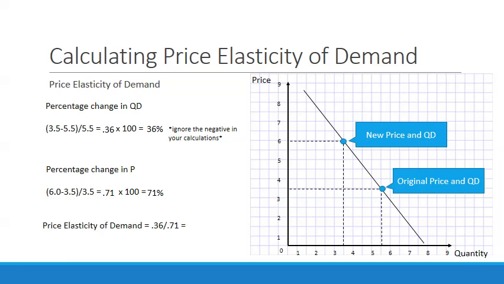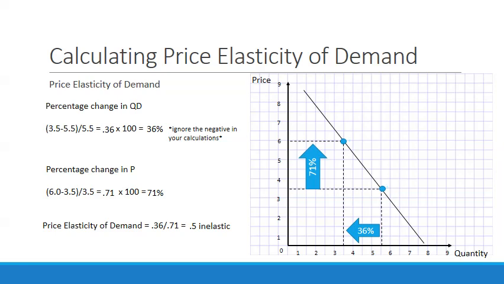So what we're saying here is that price increased by 71%, causing quantity demanded to fall by 36%. So the price elasticity of demand, 0.36 divided by 0.71, is 0.5. So this is inelastic. And that's what we look at. Now we can also look at the total revenue to make sure. Here we see this 71% increase in price causing a 36% decrease in our quantity demanded.